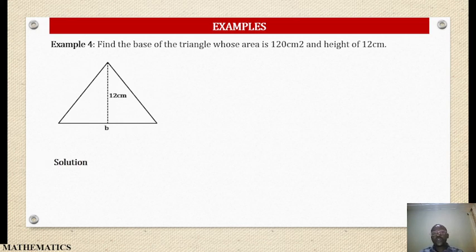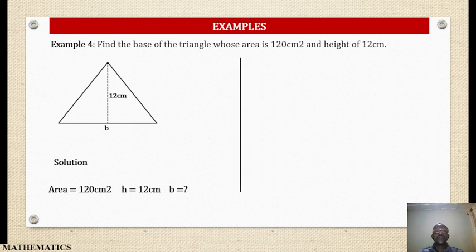So the first thing that we need to do is to write out the parameters that are given. So we have the area to be 120 centimeters squared and then the height is 12 centimeters. So what we need to do now is we need to bring out the formula. The formula is, area equals half times base times height, and we put in the parameter where they belong.